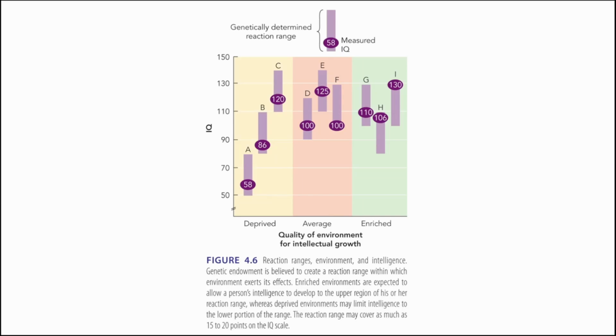So this is showing that idea that genes can give us this predisposition, this range that's likely, and then the environment will influence that and determine where within it we're going to fall.